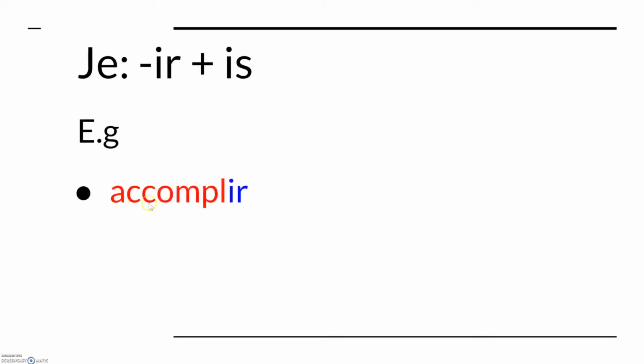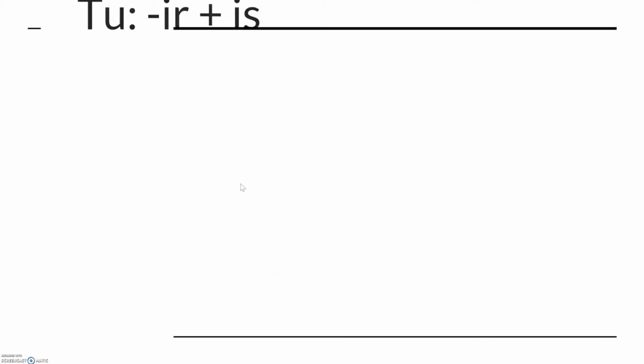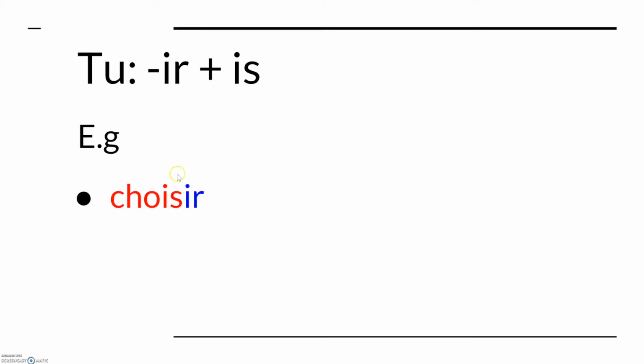Here is the verb accomplir, which is to accomplish. If you want to say I accomplish, which is in the present tense obviously, you chop off the IR and you add an IS.